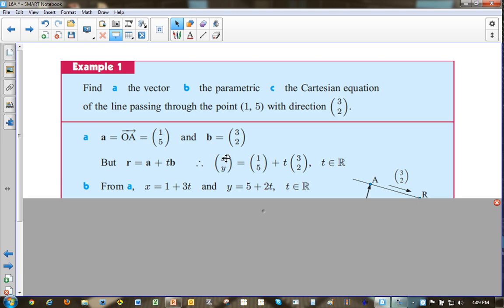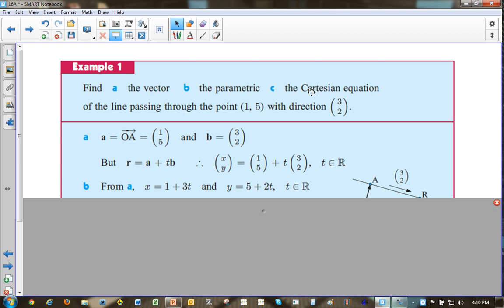So if I read across the first row of this equation, then I've got x equals 1 plus T times 3. And if I write that out, x is 1 plus some multiple of 3. And then y will equal 5 plus T times 2. So y will equal 5 plus some multiple of 2. Okay, these 2 equations are a splitting up of what I've just written up here into 2 parts. So it means exactly the same thing, it's just written in a different form.